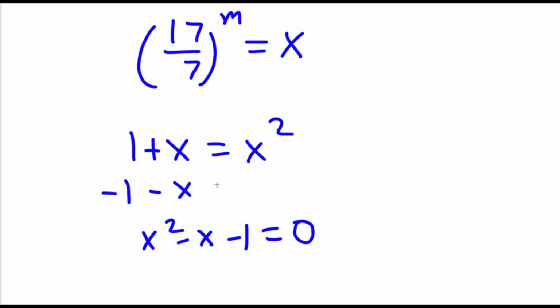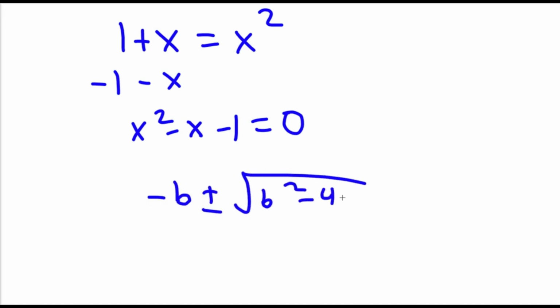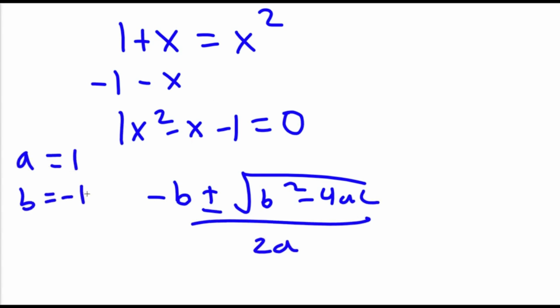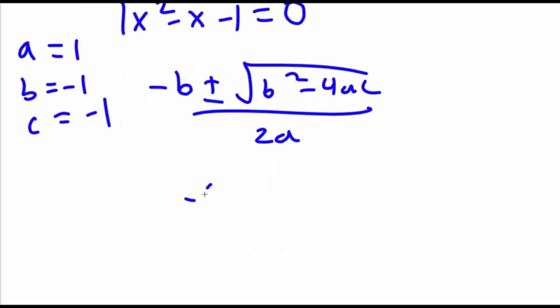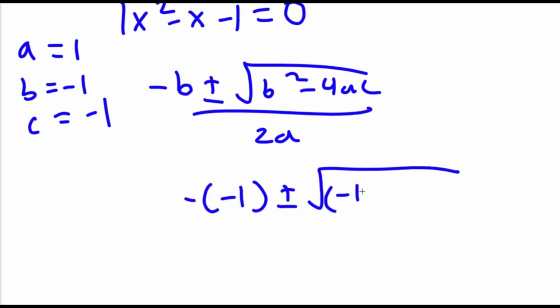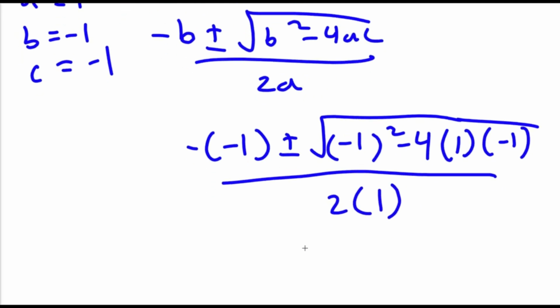And this is now a quadratic equation, which I can solve using the quadratic formula: negative b plus or minus the square root of b squared minus 4ac, over 2a. In this case, a is equal to 1, b is equal to negative 1, and c is equal to negative 1. So if I plug these values in, I get negative 1 plus or minus the square root of negative 1 squared minus 4 times a, which is 1, times c, which is negative 1. And I'm dividing this by 2 times a, so 2 times 1.